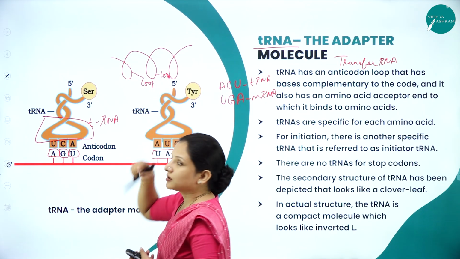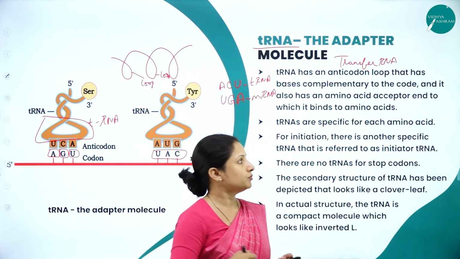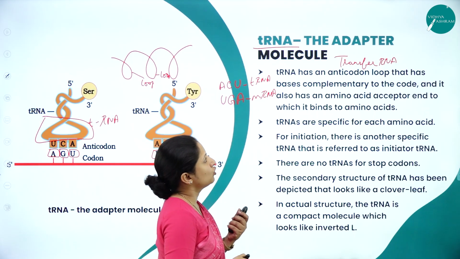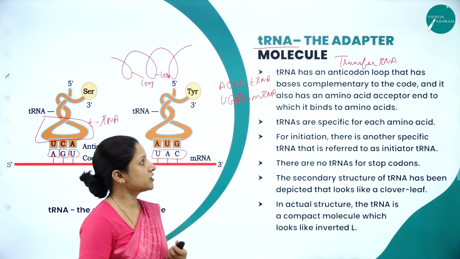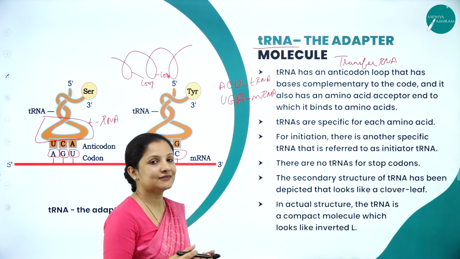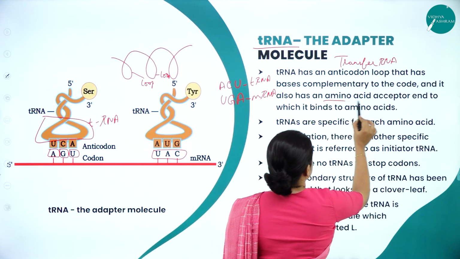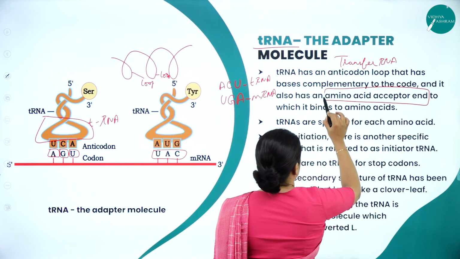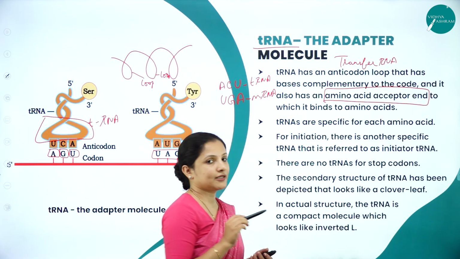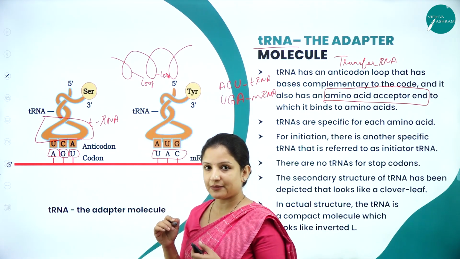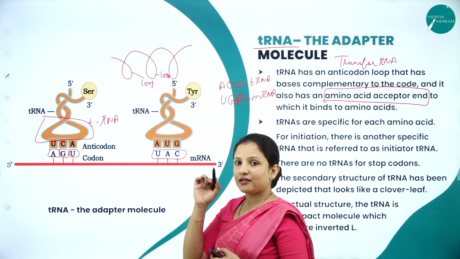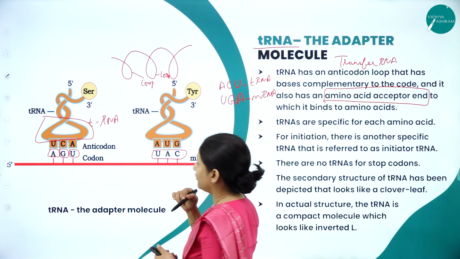So, these curls that are there, we call them the loop. So tRNA has an anticodon loop that has bases complementary to the code, and it also has an amino acid acceptor end. When I say amino acid acceptor end, it means that end which accepts the amino acid.